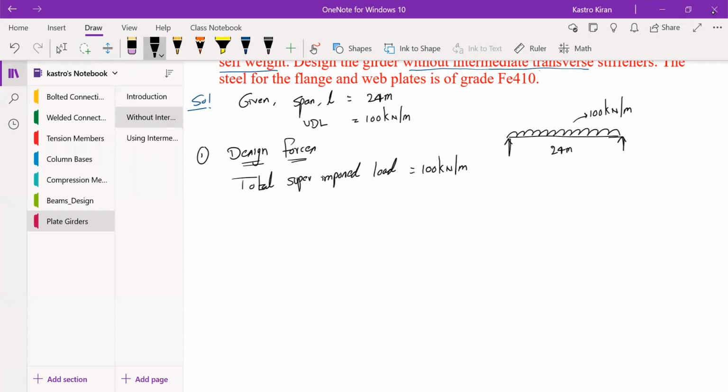This is the total load that is coming onto the member. So this they have given. Therefore, factored superimposed load equals 1.5 times the total superimposed load, that is 100 kilonewtons per meter, which will be 150 kilonewtons per meter. So this is the total factored superimposed load.